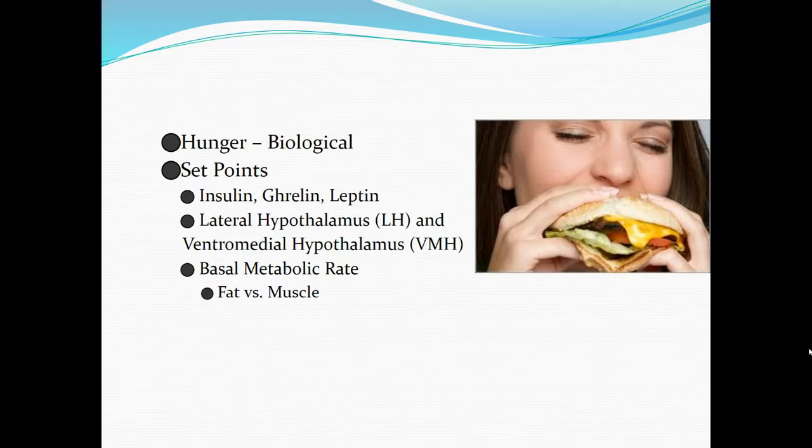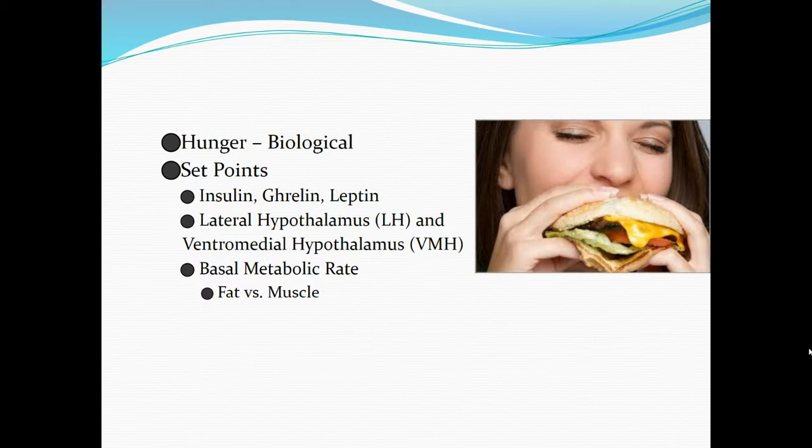Those people who may have a lot of fat may have a slower metabolism because fat doesn't take a whole lot of calories to maintain. And yet, for those people who build muscle, their metabolism will speed up, causing them to reduce their set point even further because it takes more calories to maintain and regulate the muscles.